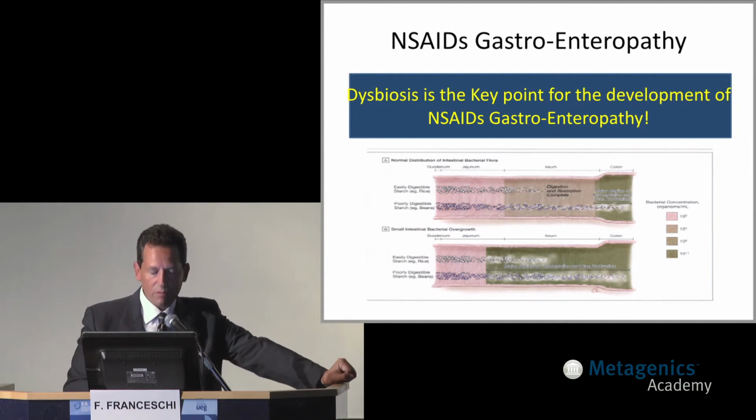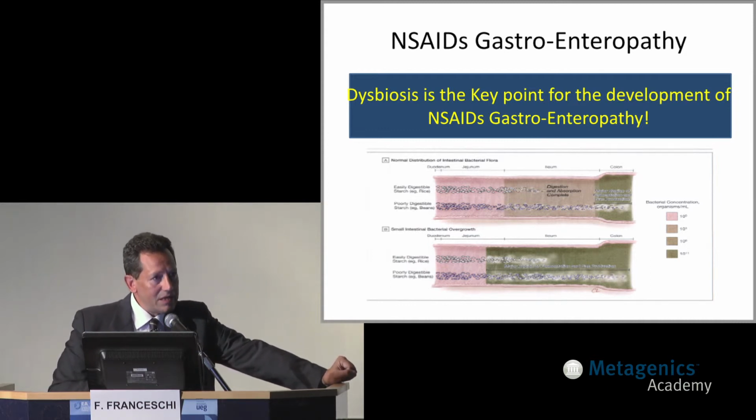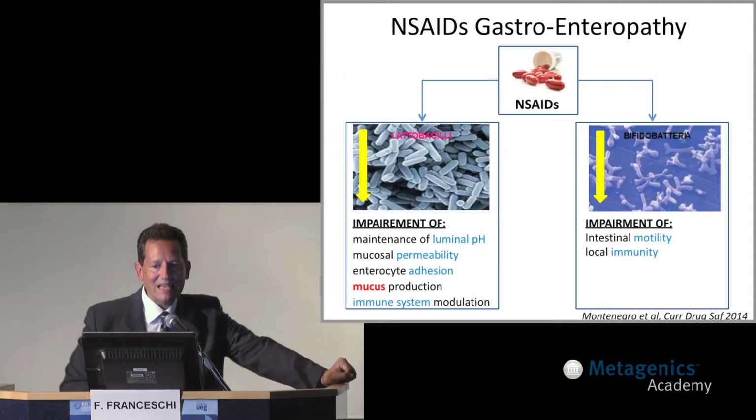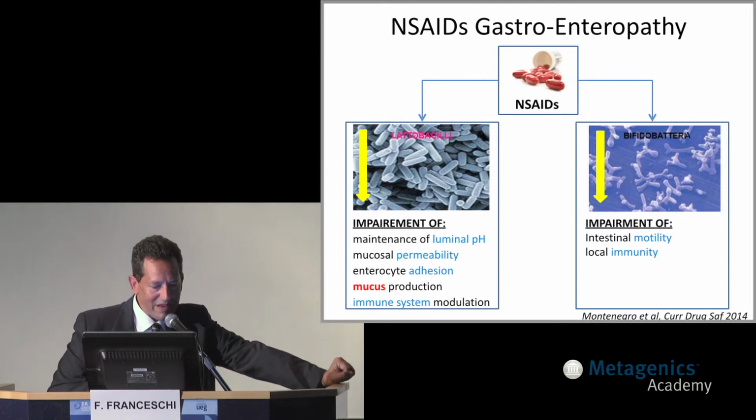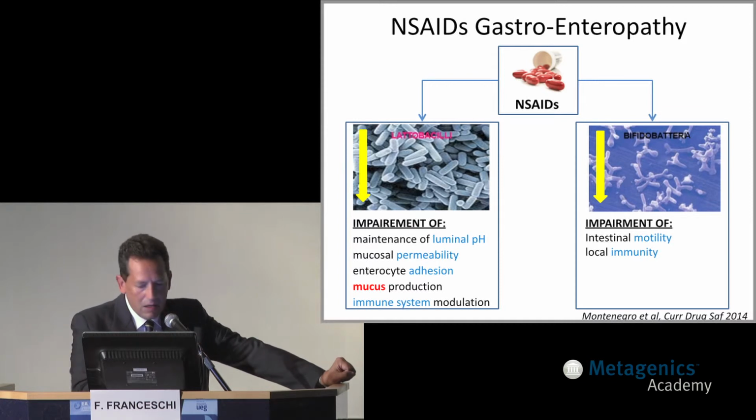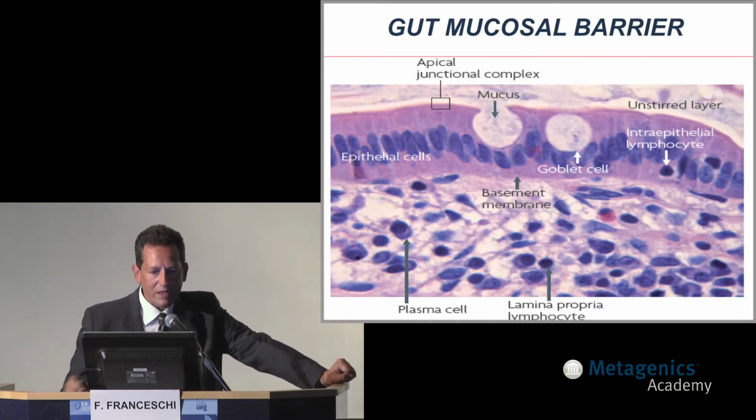And this is a very big issue because we have never considered this when treating patients with NSAIDs. But NSAIDs also have a strong effect in reducing lactobacilli and bifidobacteria in the gut, which means impairment of luminal pH, permeability, adhesion, mucus production, which is very important, and immune system modulation, while the reduction of bifidobacteria is associated with the impairment of intestinal motility and local immunity.